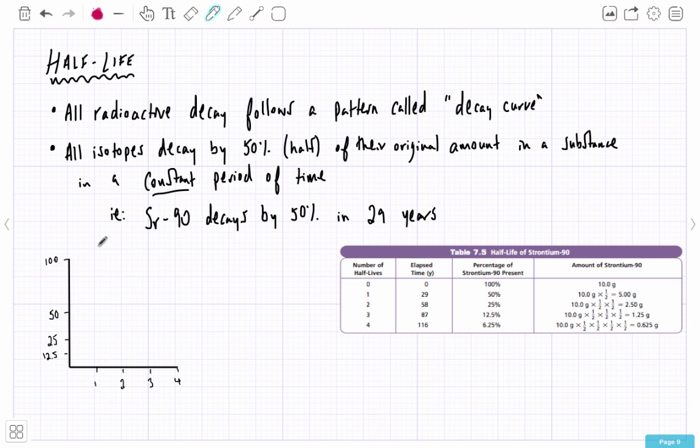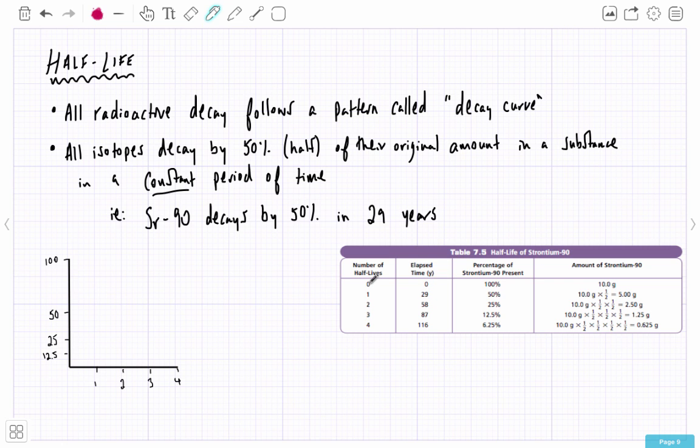So if we want to learn more about half-life, we should learn how to represent it. All radioactive decay follows a pattern called the decay curve, where all isotopes decay by 50%, or half of their original amount, in a substance in a constant period of time. So for example, strontium-90 decays by 50% every 29 years.